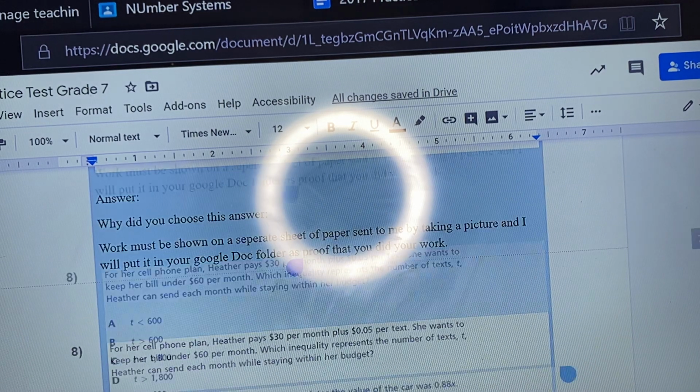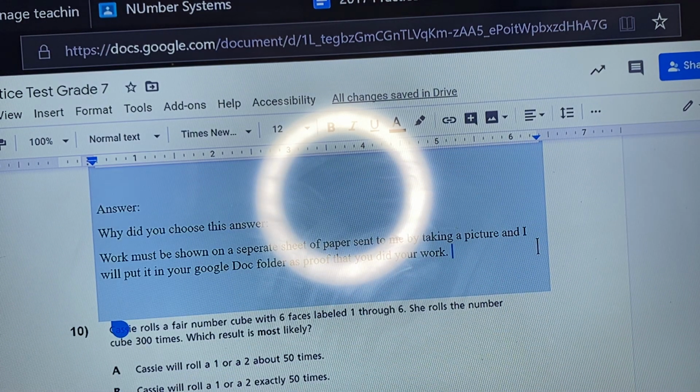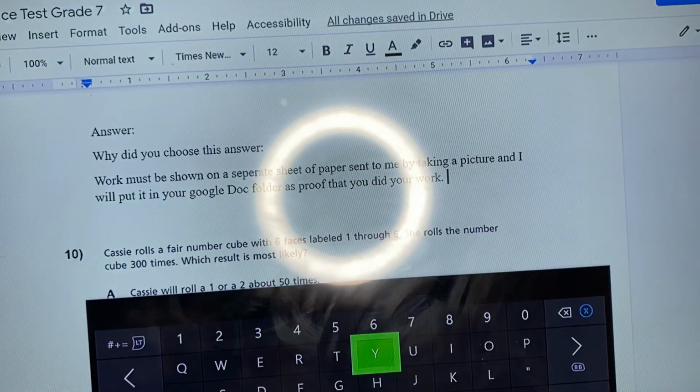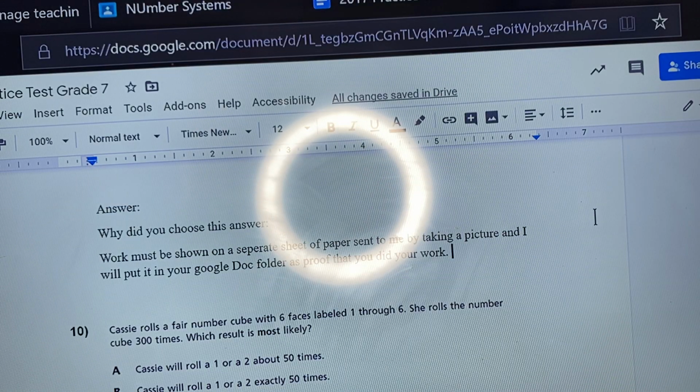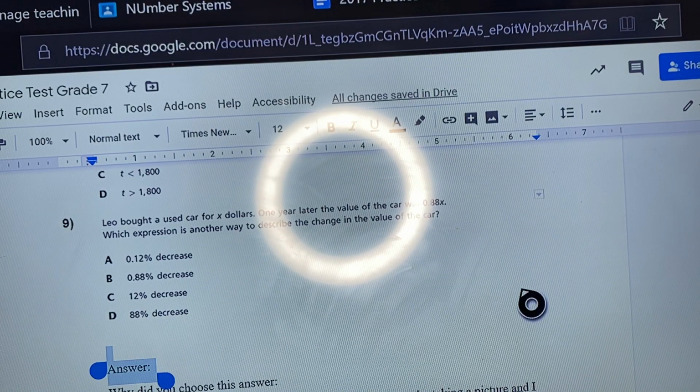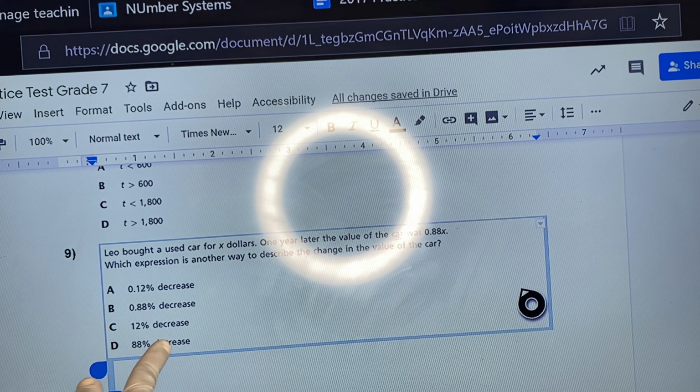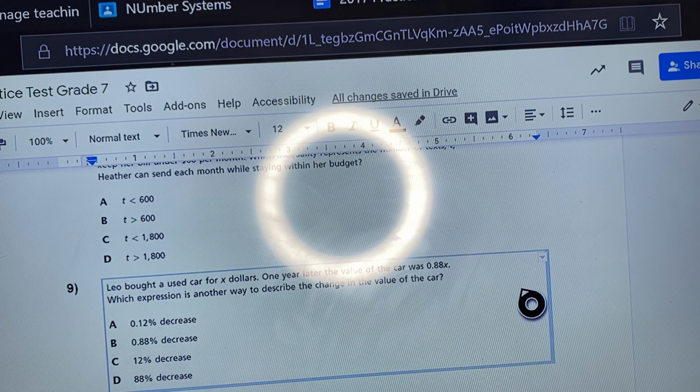Eight. This is my 4th question. We did 9 already in the other assignment, so we're going to 8.